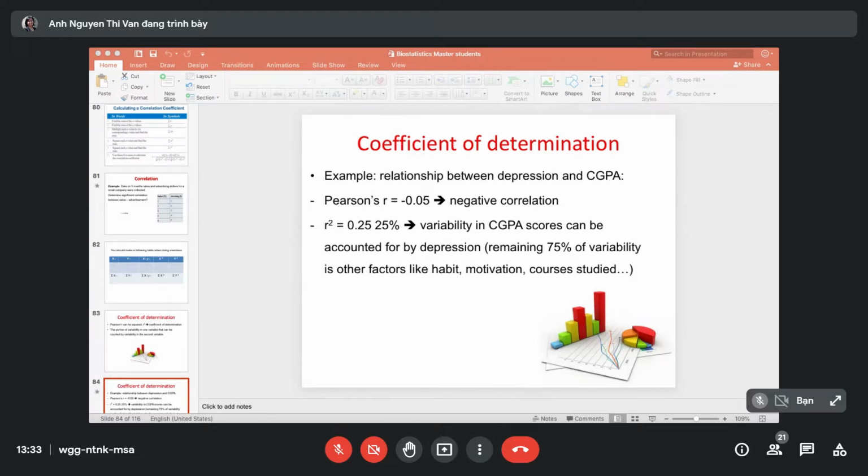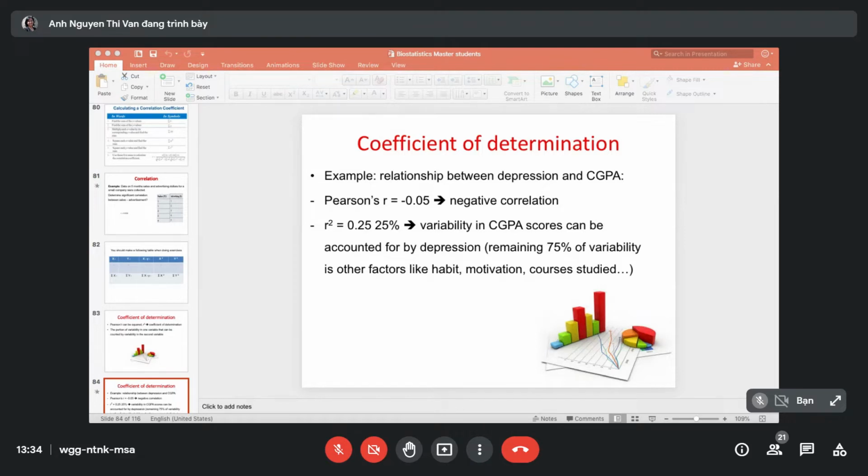We have R square equal to 25%. I think that 25% of CGPA scores is affected by depression, and the rest, 75%, of the variability is affected by other factors. So you can see here, R square will tell you what percentage of the variability of one variable can be explained by the second variable.